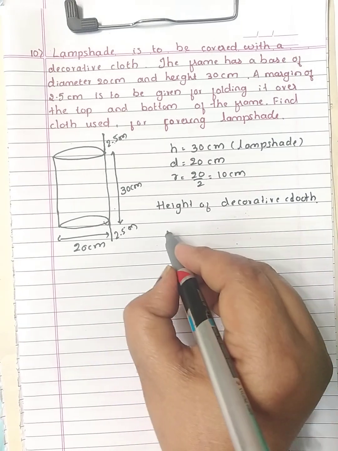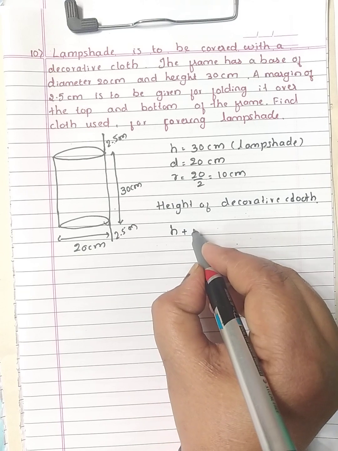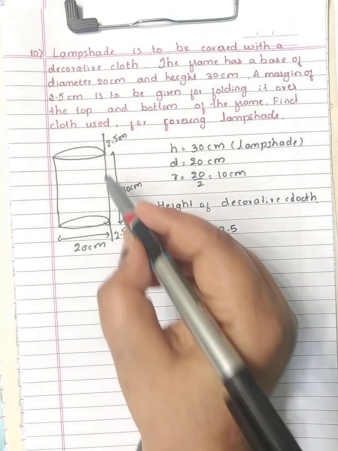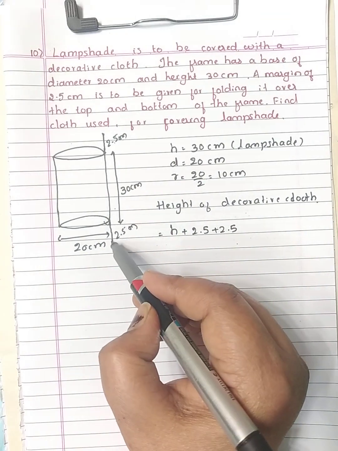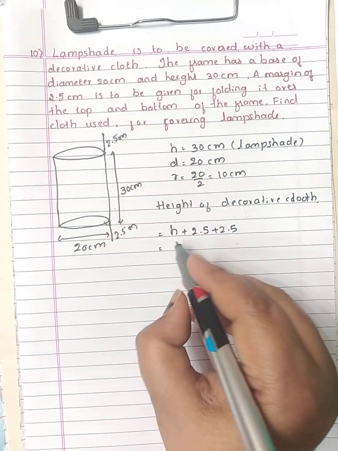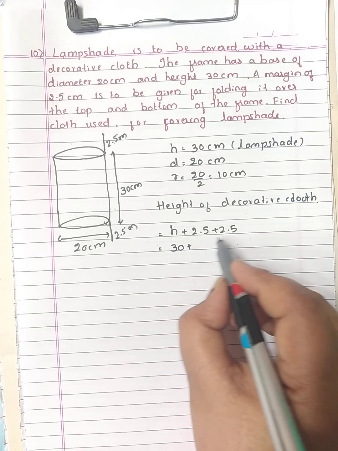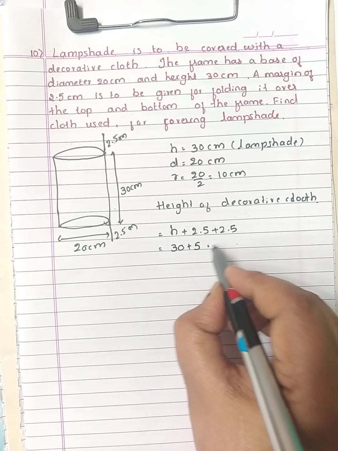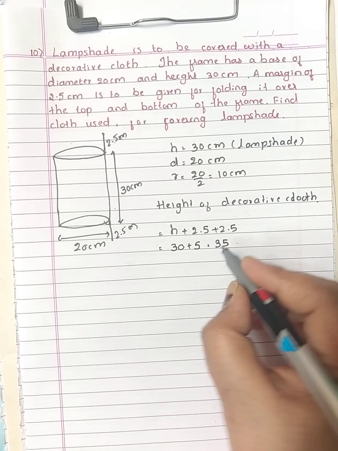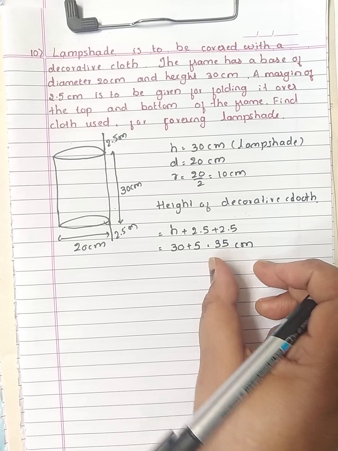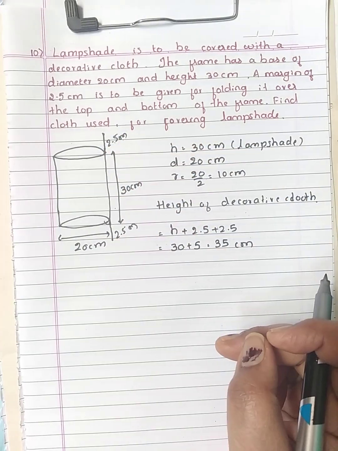That is H plus 2.5 plus 2.5, that is this height plus 2.5 and 2.5. What does it become? H is 30. This is 30 plus 2.5 plus 2.5. It is 5. 30 plus 5 is 35 centimeter. So 35 centimeter is the height of the decorative cloth here.